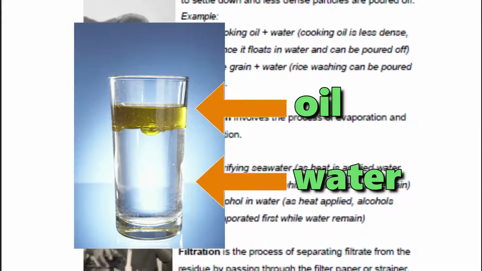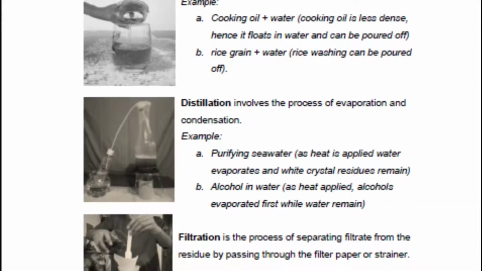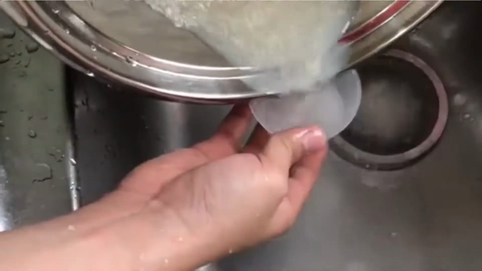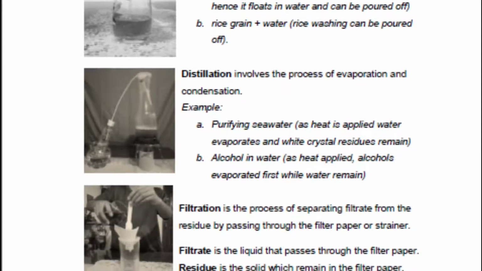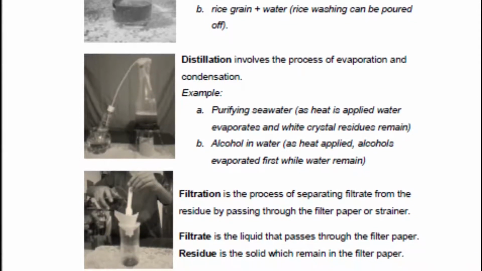Second is rice grain plus water. The rice washing can be poured off. That is, when we are cooking rice. The next way to separate mixture is distillation. This involves the process of evaporation and condensation.